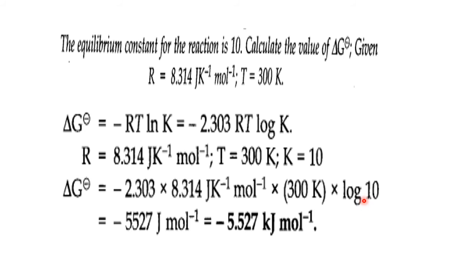So log 10. Log 10 from the table is what? 1, because the characteristic is 1 and the mantissa is 000, therefore it is 1.000, that gives 1 only. So log 10 equal to 1. So this into 1 equal to 1 only. That's why it is taken directly here, so log 10 is omitted here. Therefore, after the simplification, what will we get? Minus 5527 joules per mole. That is delta G naught in terms of kilojoules, minus 5.527 kilojoules per mole. Highly spontaneous reaction. Okay, right.